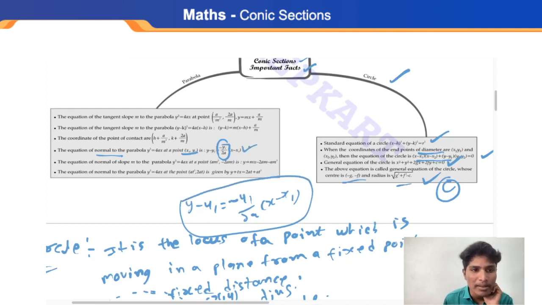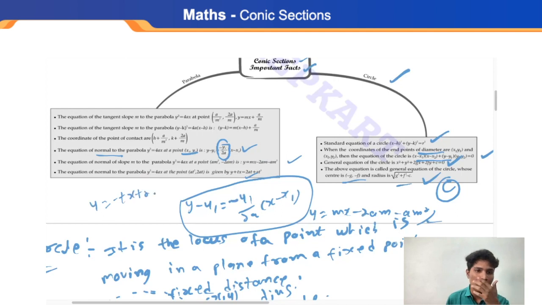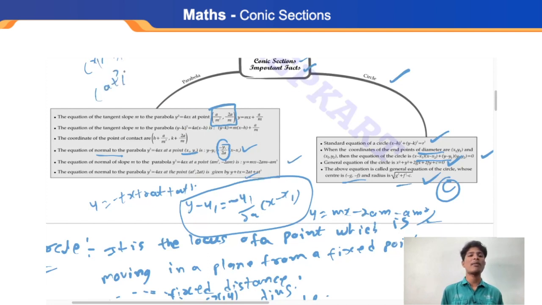So this thing is completed, and the equation of the normal in the slope form m, you can write as y is equal to mx minus 2am minus am cube. Like this you have to write. And if it is in the parametric form, it will be y is equal to minus tx plus 2at plus at cube. So like this you have to write. And when it is in the slope form, there is no point of contact. In the point form, it is x1 comma y1, and for this parametric it is at square comma 2at. But there is no point of contact.